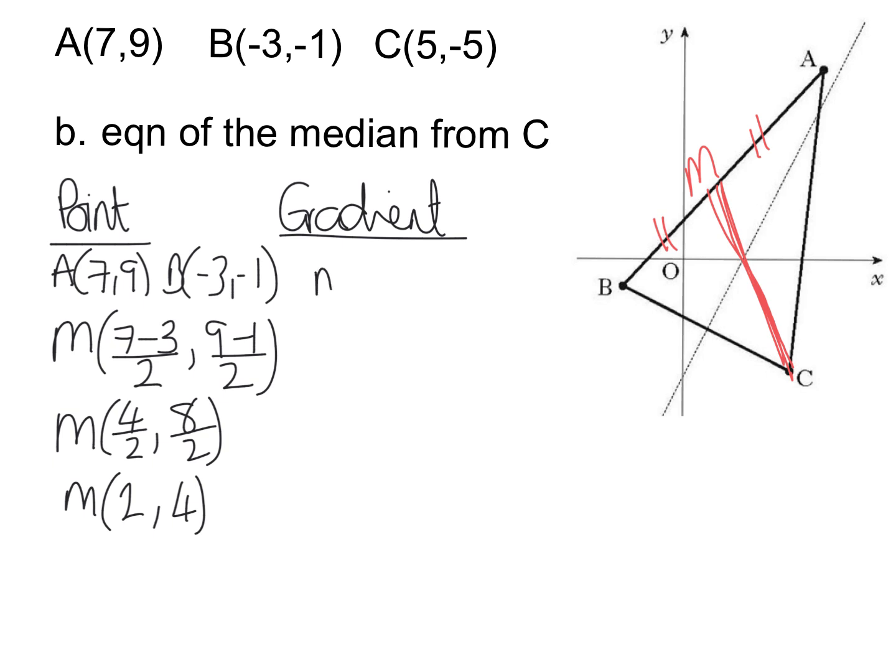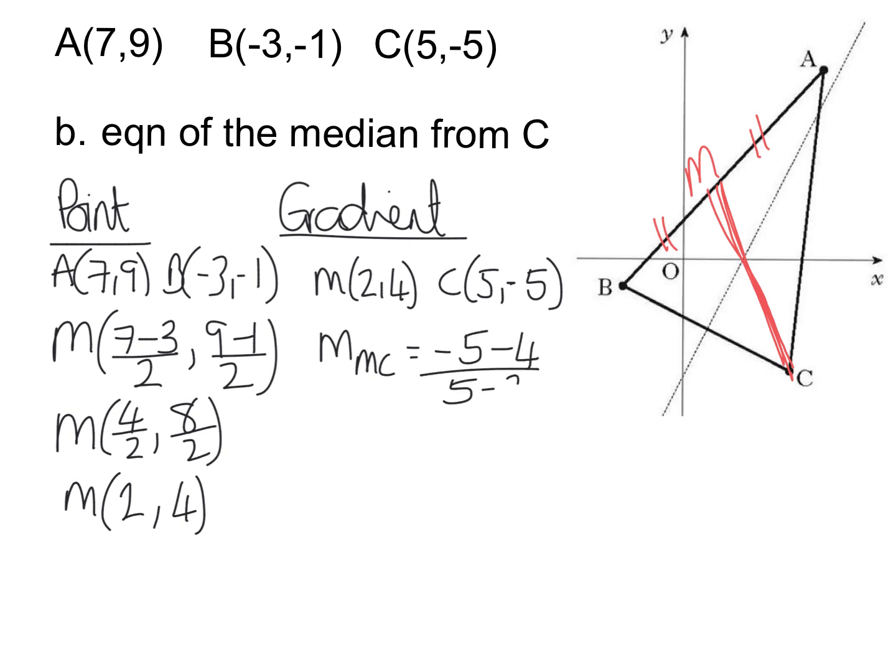So I'm going to use the 2, 4, and I'm just writing them out again. I'm doing 2, 4 and 5, minus 5, because they're the 2 points on my line. So I'm finding gradient of MC. So I have minus 5 minus 4 and 5 minus 2, which gives me negative 9 over 3, and that simplifies down to just negative 3. So that is the gradient I'm using.